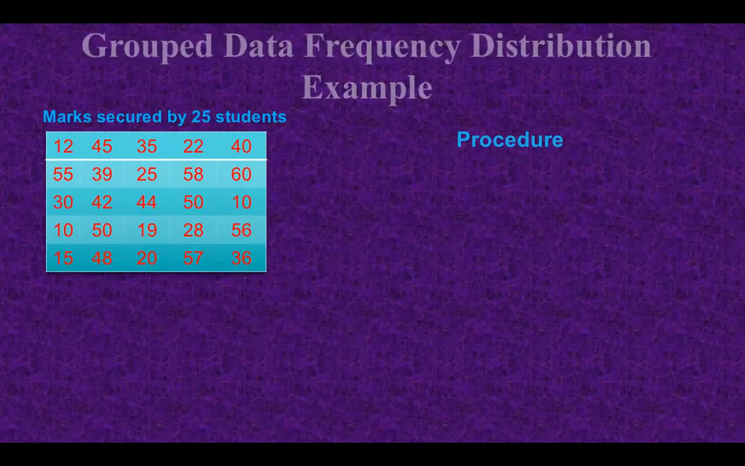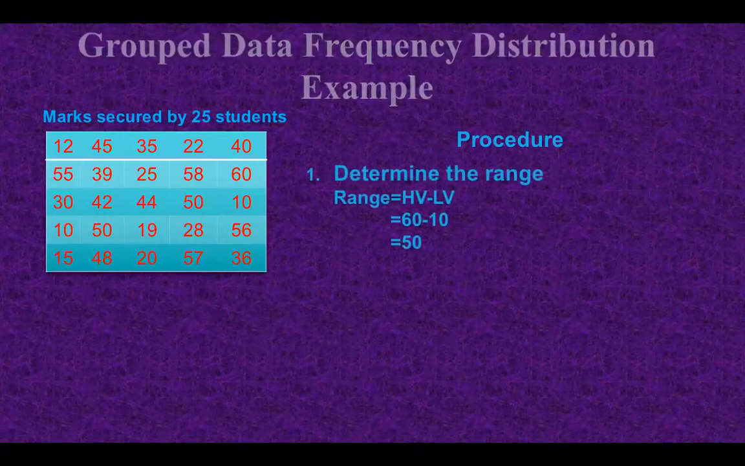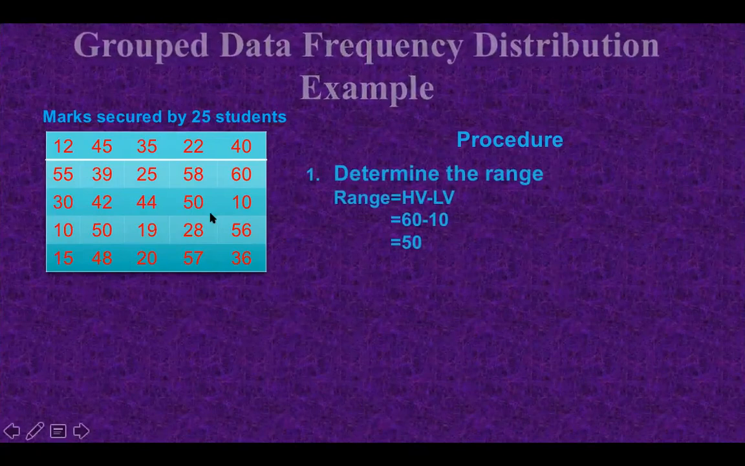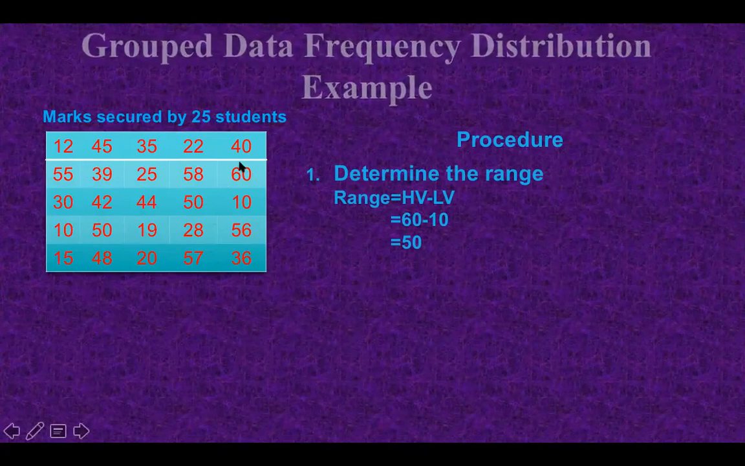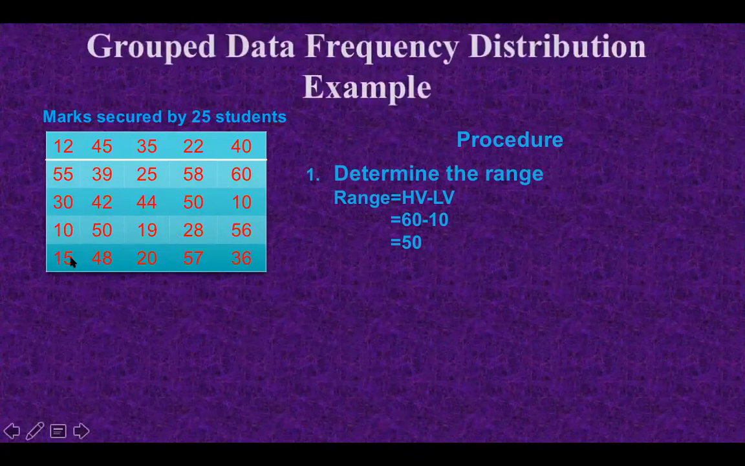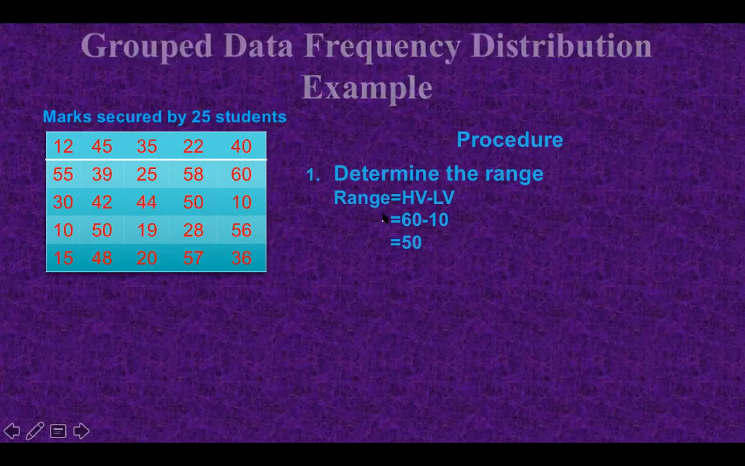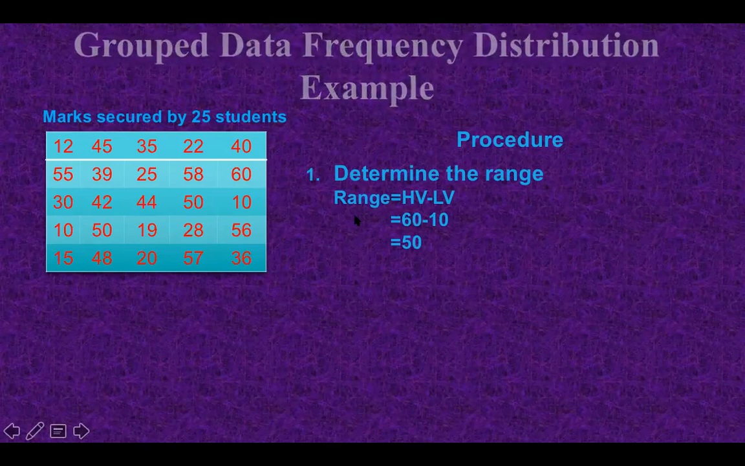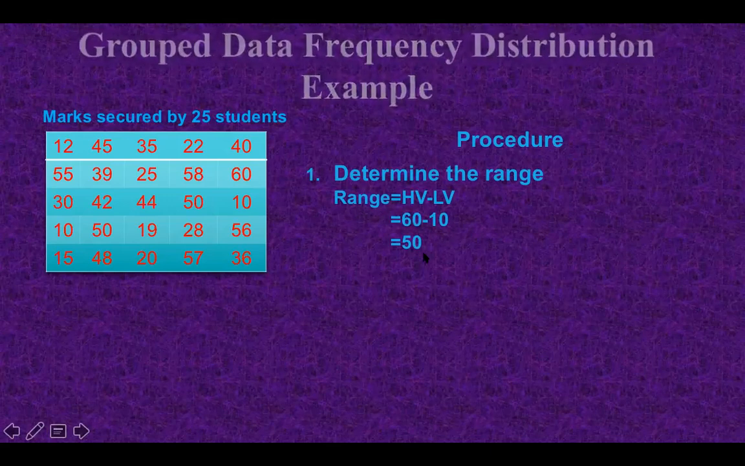making the frequency distribution table is, first step, to determine the range of the data. What's the highest value in this ungrouped data? 60. And the lowest value in this data is 10. So the range of this data is 60 minus 10, which comes out to be 50.